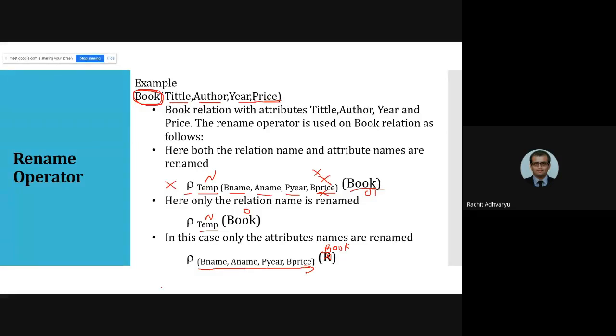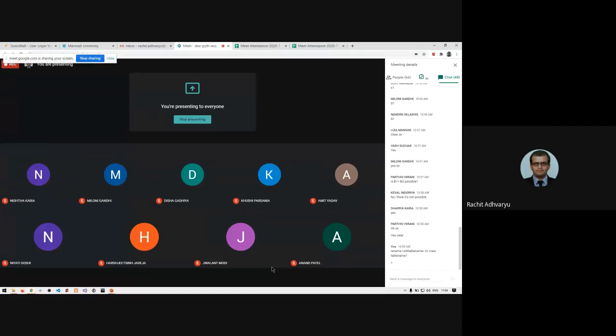Clear, guys? You rename a particular table, you rename a particular table along with its columns, and you rename only the columns of a particular table. So this is how you can rename. Is this clear, everyone? Any doubts in the rename operator, anyone?